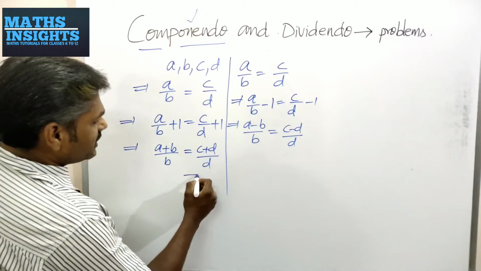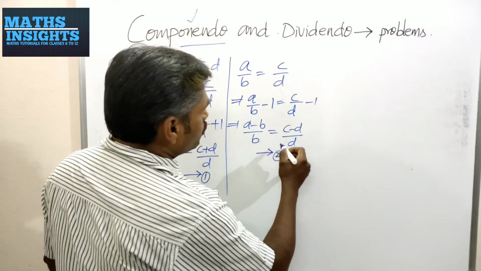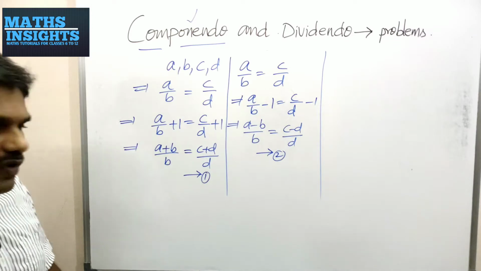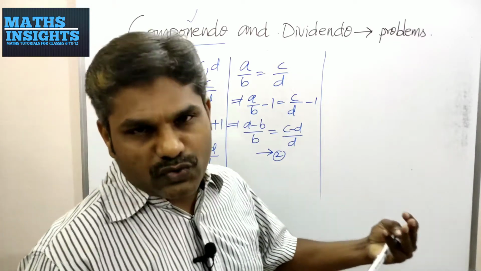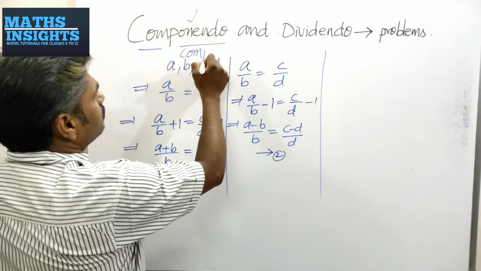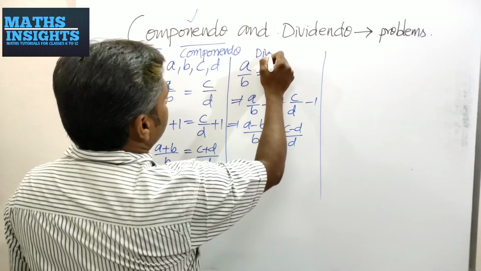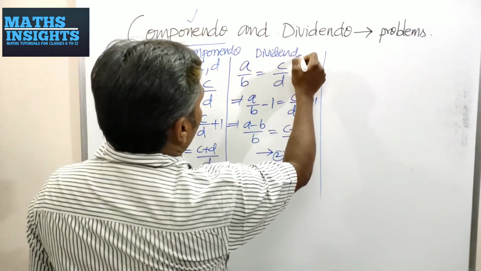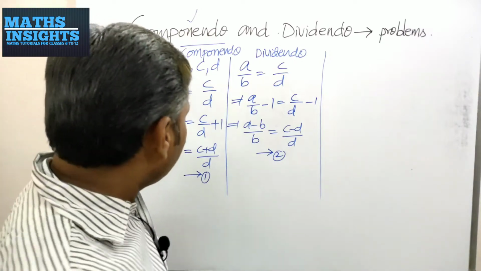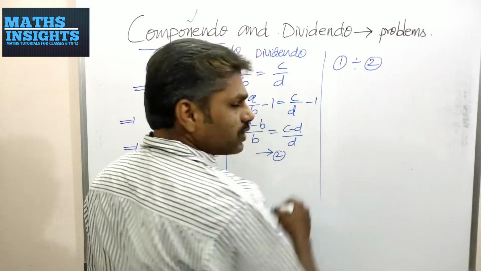Let this be equation 1 and this be equation 2. Finally, I am going to divide equation 1 by equation 2. This is componendo, and this is dividendo. Now I am dividing equation 1 by equation 2.